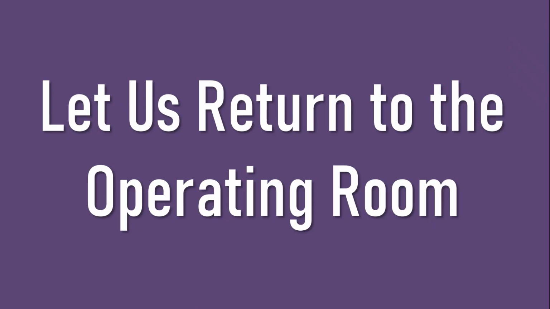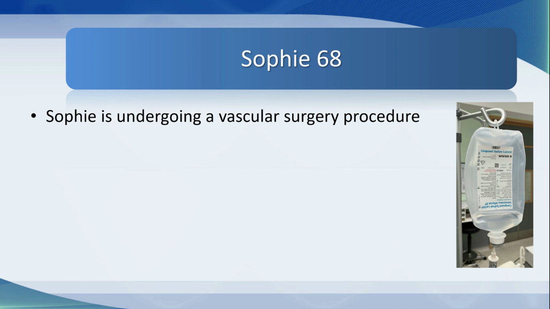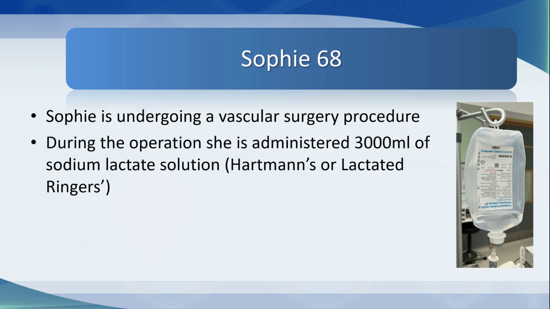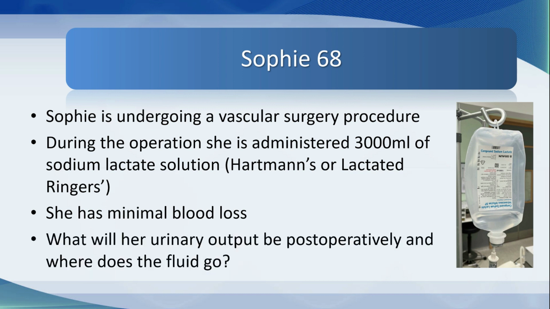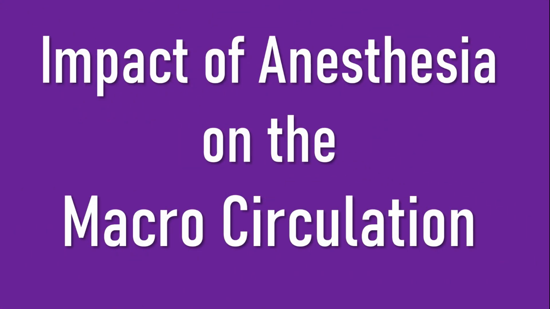Let's return to the operating room. Remember Sophie, 68, undergoing major vascular surgery. She has been in the operating room for 3 hours and has had 3 liters of sodium lactate solution. That's either Hartmann's or lactated Ringer's. Minimal blood loss. And the question here is, how much urine will be in her urinary catheter bag at the end of the case? Let's first of all look at the impact of anesthesia on the macrocirculation.